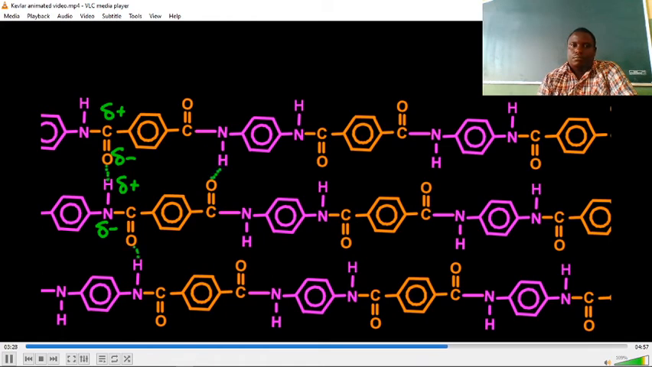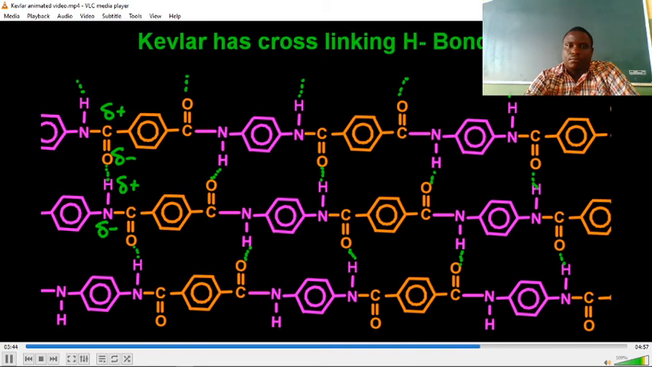Remember, when hydrogen is attached to nitrogen, oxygen, or fluorine, you can see that there is a hydrogen bond. A hydrogen bond is a strong bond that ties together many chemicals. It has the ability to make intermolecular bonds, and these hydrogen bonds are some of the strongest intermolecular bonds. So these chains of Kevlar are now very tightly bonded together. So Kevlar has cross-linking hydrogen bonds.